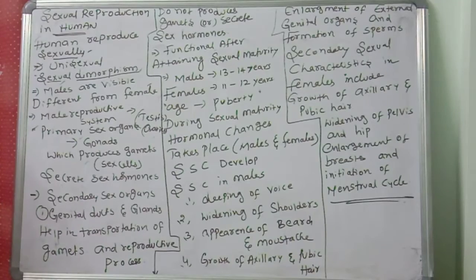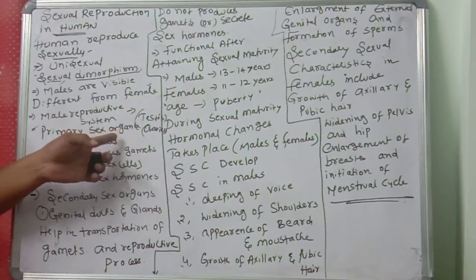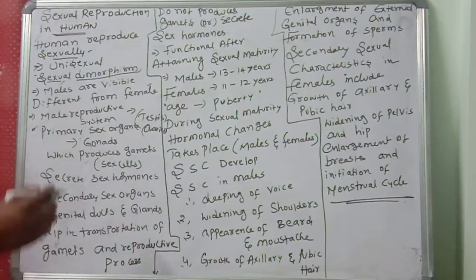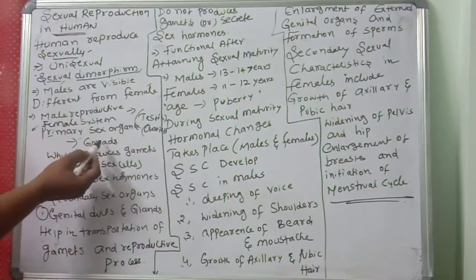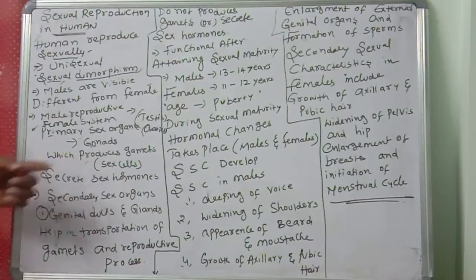These produce the gametes. The primary sex organs in both male and female are the gonads, which produce gametes. They also secrete the sex hormones. The gonads, testis and ovaries, secrete the sex hormones also.